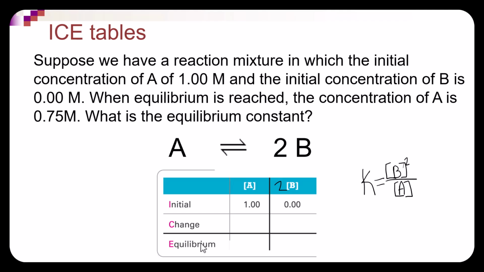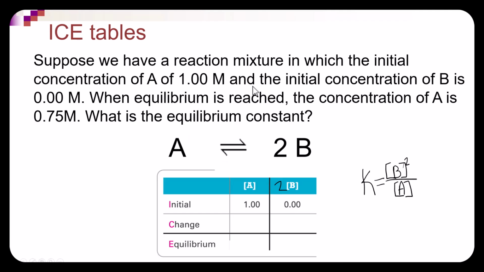Now we're going to start filling out the table. So let's read back through our problem. The initial concentration of A was 1 molar. So the initial concentration is going to go into the initial line. So that's a 1 for 1 molar. The initial concentration of B is 0 molar. So that's going to be 0 in the initial concentration.